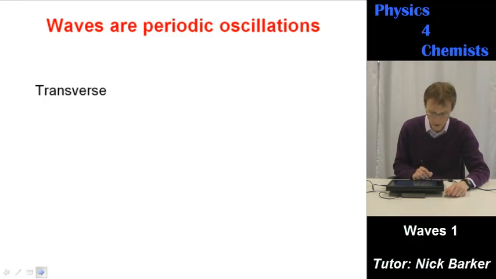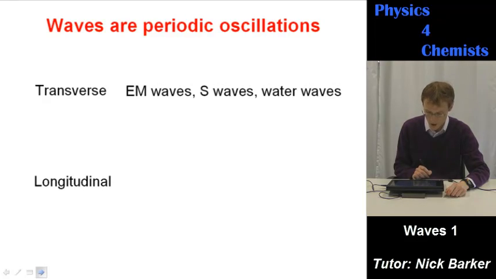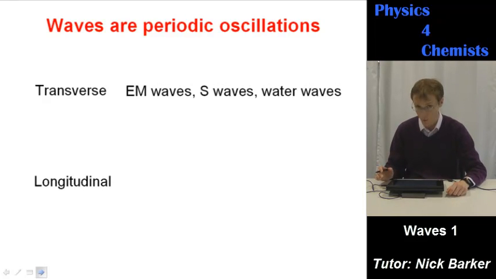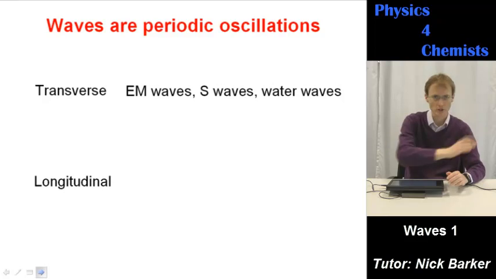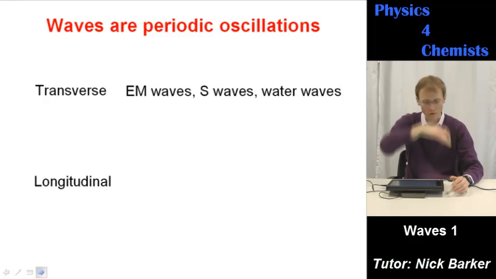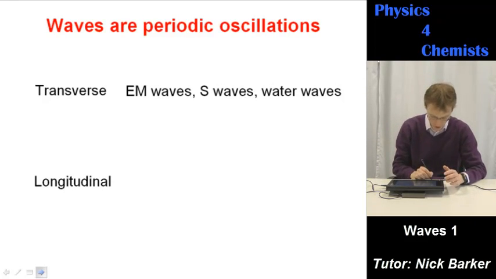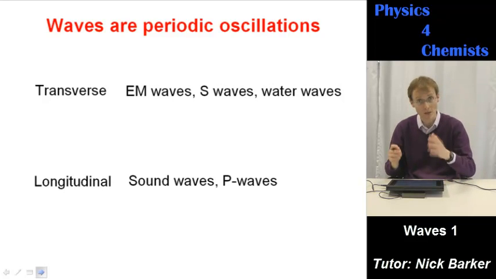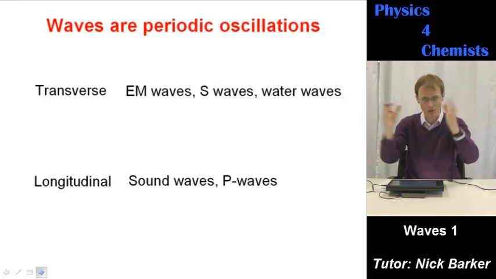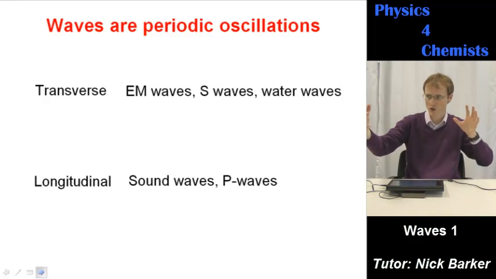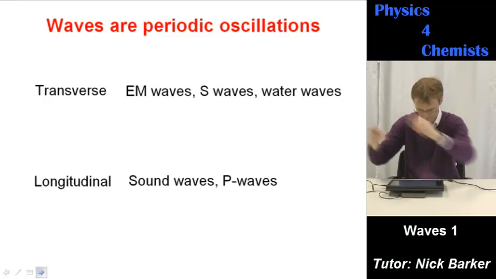Now transverse waves include electromagnetic waves, S waves for earthquakes, and water waves. They're the ones where the direction of oscillation is perpendicular to the direction of travel. So transverse are what you think of as a wave. Longitudinal, which includes sound waves and P waves, the other earthquake type of wave, is where there are compressions and rarefactions. The direction of propagation and the direction of oscillation are the same.